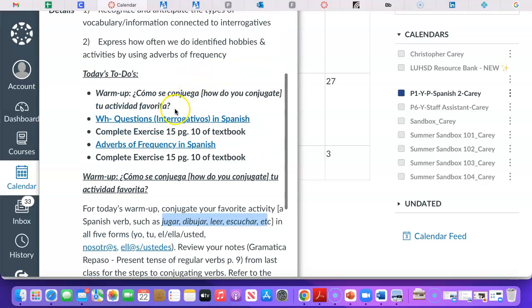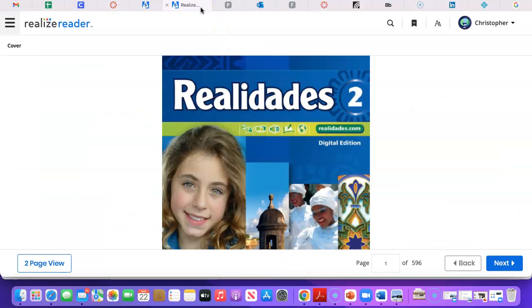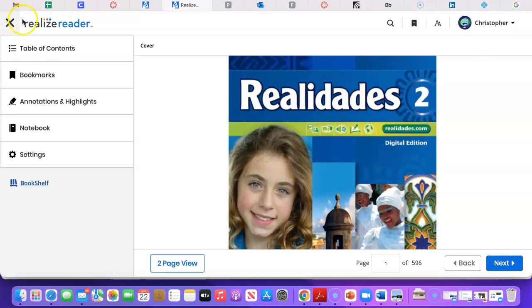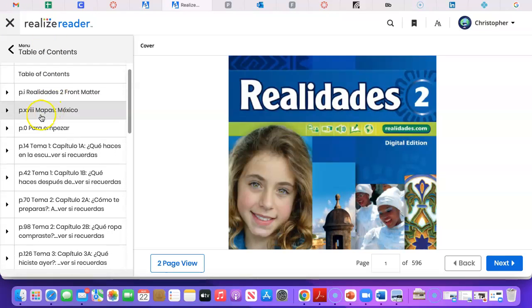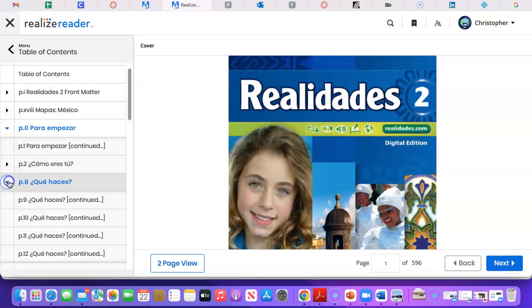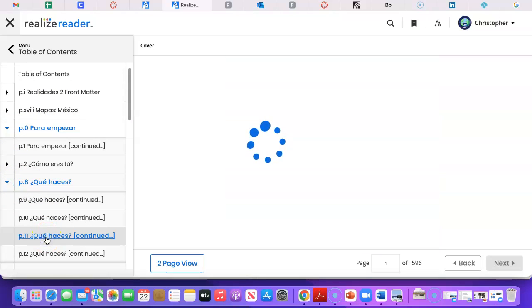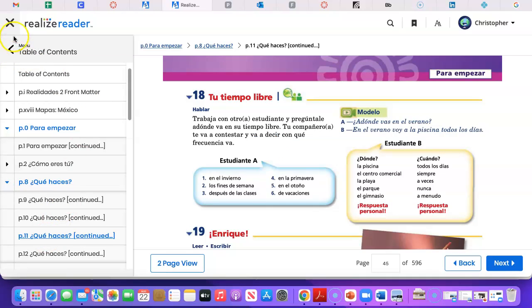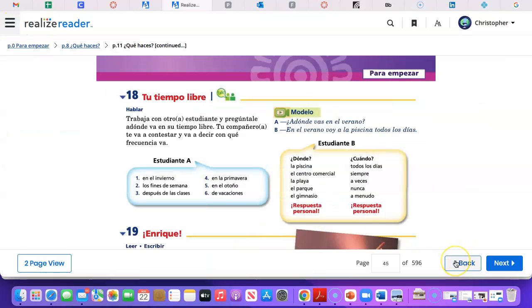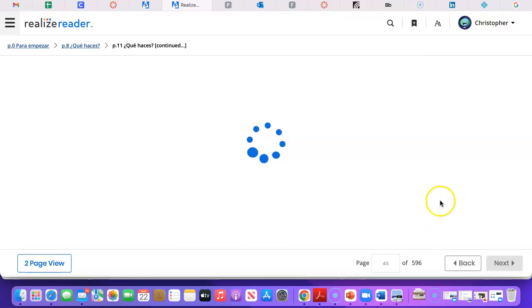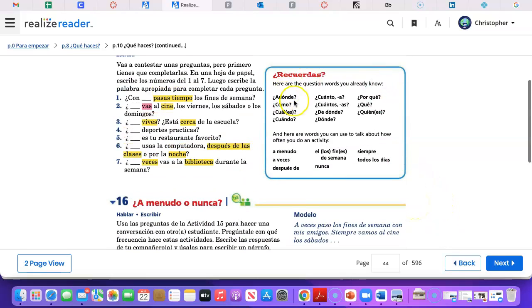Let's go ahead and dive in the rest of the stuff that we got going on for today. Take a look at WH questions, interrogatives in Spanish, and you can join me in the textbook. I believe we're on page 11 now. Let me go ahead and get there. So again, interrogatives in English would be who, what, when, where, why, and how. We call these WH words. In Spanish, it's the same, just the equivalent in Spanish. We call these Q words. And they are right here.